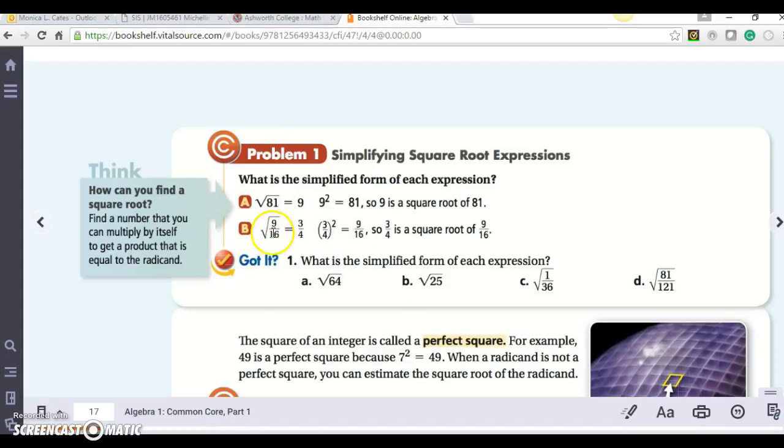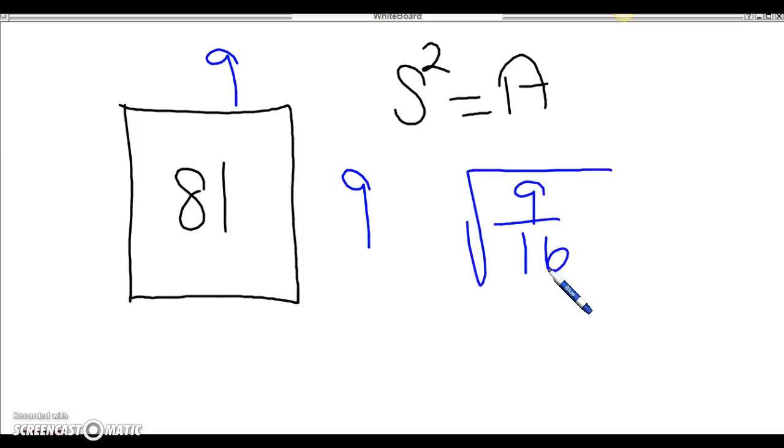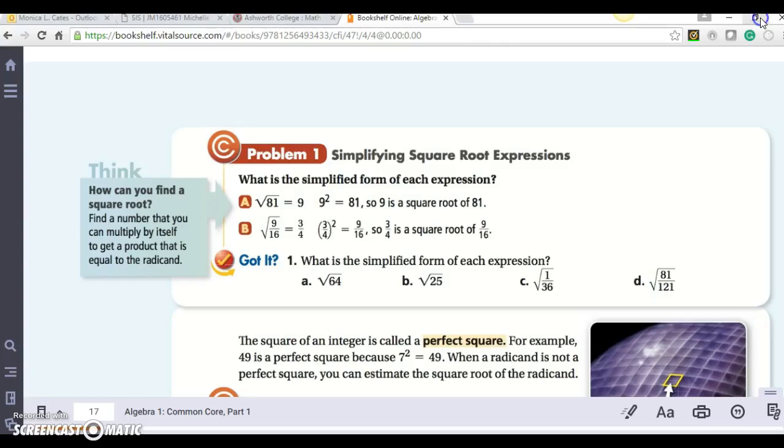Now let's look at 9 over 16. If I take the square root of 9 over 16, I can look at them individually. I'm looking for a number. What can I multiply to get 9? That number is 3. And what can I multiply twice to give me 16? That number is 4. So I get 3 over 4.